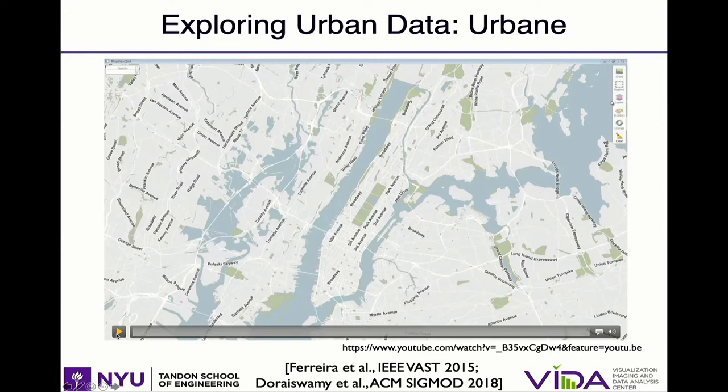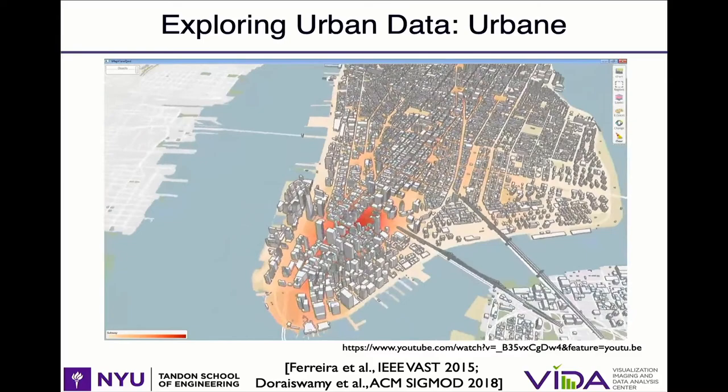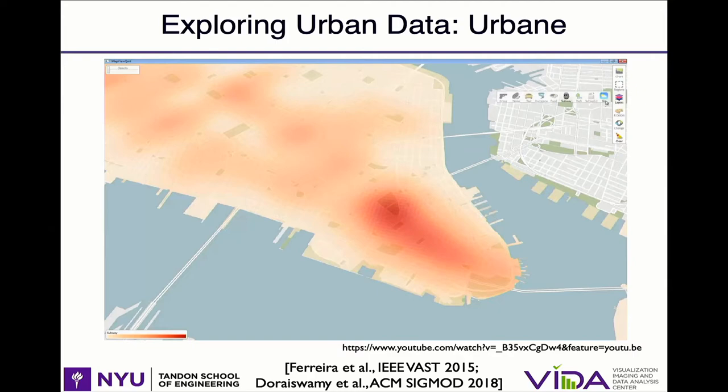Urbane allows users to seamlessly explore the city based on multiple 2D and 3D data layers. For example, noise, crime, and as visualized here, subway access. The data can be explored at different resolutions, the city, neighborhoods, and buildings. The opacity of the 3D buildings can be controlled for better visualization of the data layers.